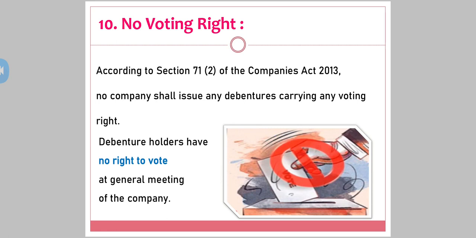Whatever decisions the company has to take or is going to take, debenture holders are not contacted for the same. When the company or the board of directors wants to take any decisions, they are going to call a meeting along with equity shareholders and no debenture holders.